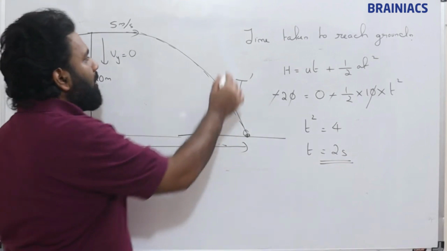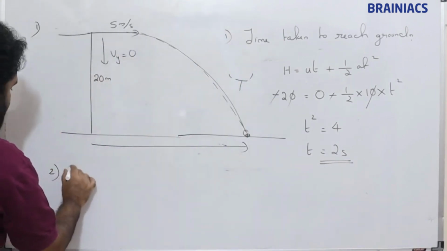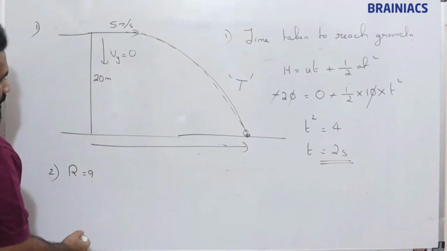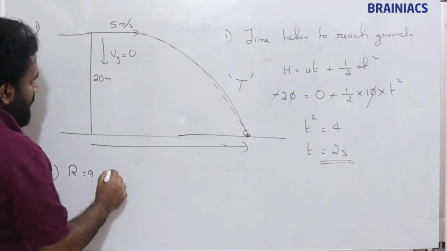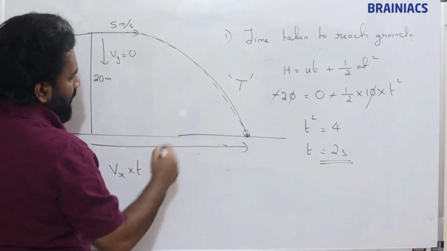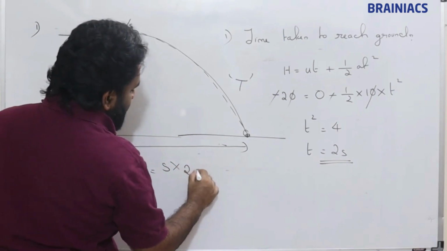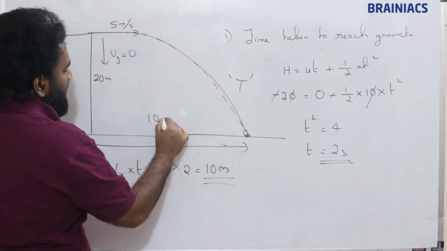Okay, so this is one question. What is the horizontal range? Can you do that also? Horizontal range is how much? Vx into t. Already we have found t is 2. Vx is nothing but 5. 5 into 2 is equal to 10 meters. So this much is the distance covered.